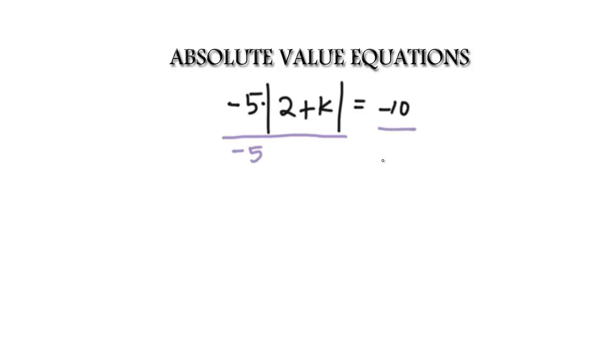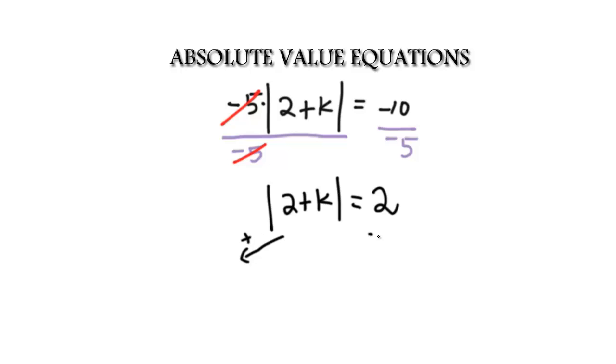Do the same thing over here, negative 5. So what happens now? Well, this negative 5 and this negative 5 go to 1, and negative 10 over negative 5 is just 2. So now we have the absolute value of 2 plus k, and that's equal to just 2. Now I can split up the problem, one with the plus sign and one with the minus sign. Take away the absolute value symbol, so you have 2 plus k is equal to 2, and then you have 2 plus k is equal to negative 2.